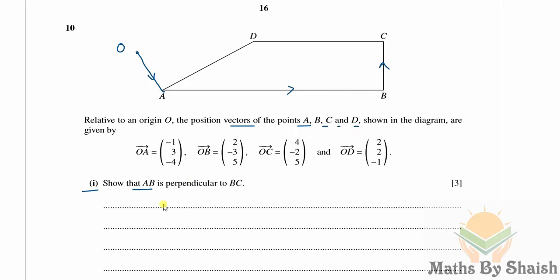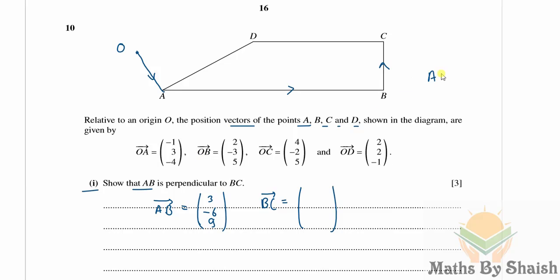So let's find what AB is. AB vector will be OB vector minus OA vector, so I'll do it directly here. OB minus OA: 2 minus minus 1, it is 3, minus 3 minus 3 is minus 6, and 5 minus minus 4. And similarly we can find the BC vector, which is the position vector of C minus the position vector of B.